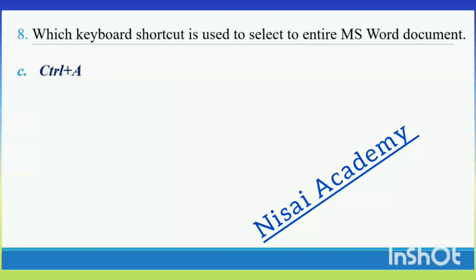Question 8. Which keyboard shortcut key is used to select the entire MS Word document? Option A Ctrl D, option B Alt D, option C Ctrl plus A. Ctrl A is used to select the entire MS Word document. Right option C Ctrl A.